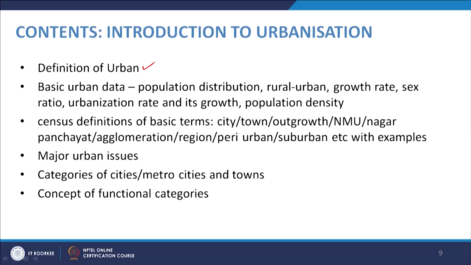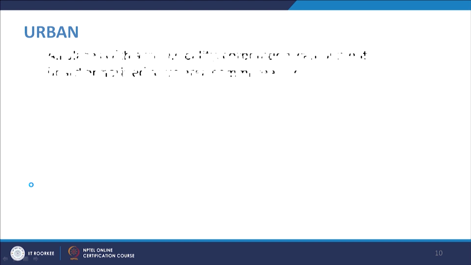So in this lecture we are going to cover the following. We are going to cover the definitions, and I will be sharing some basic data with you. Some of the data could be known to you, but I will definitely share it so that you get some feel. Then some census definitions of basic terms like city, town, outgrowth, etc. Then what are the major urban issues, and how we categorize the cities, metro cities, and also the concept of functional categories, which I am also going to discuss. So first is the definition.